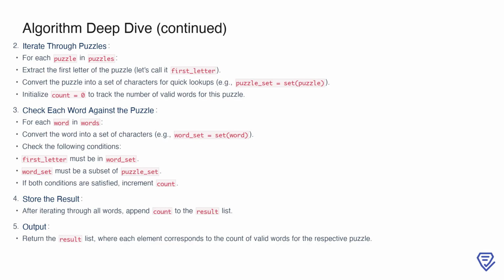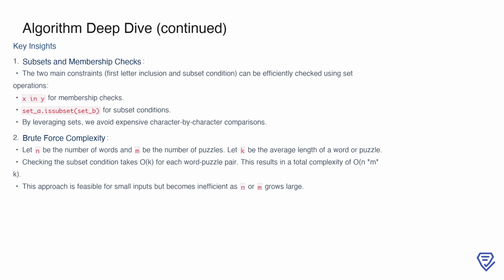To better understand the problem, let's break down some key insights. The constraints of the problem rely heavily on subset and membership checks. For example, we use x in y to check if the first letter of the puzzle is present in the word, and set_A.issubset(set_B) to verify that the word's letters are all contained within the puzzle's letters. These set operations are efficient and save us from performing character-by-character comparisons.